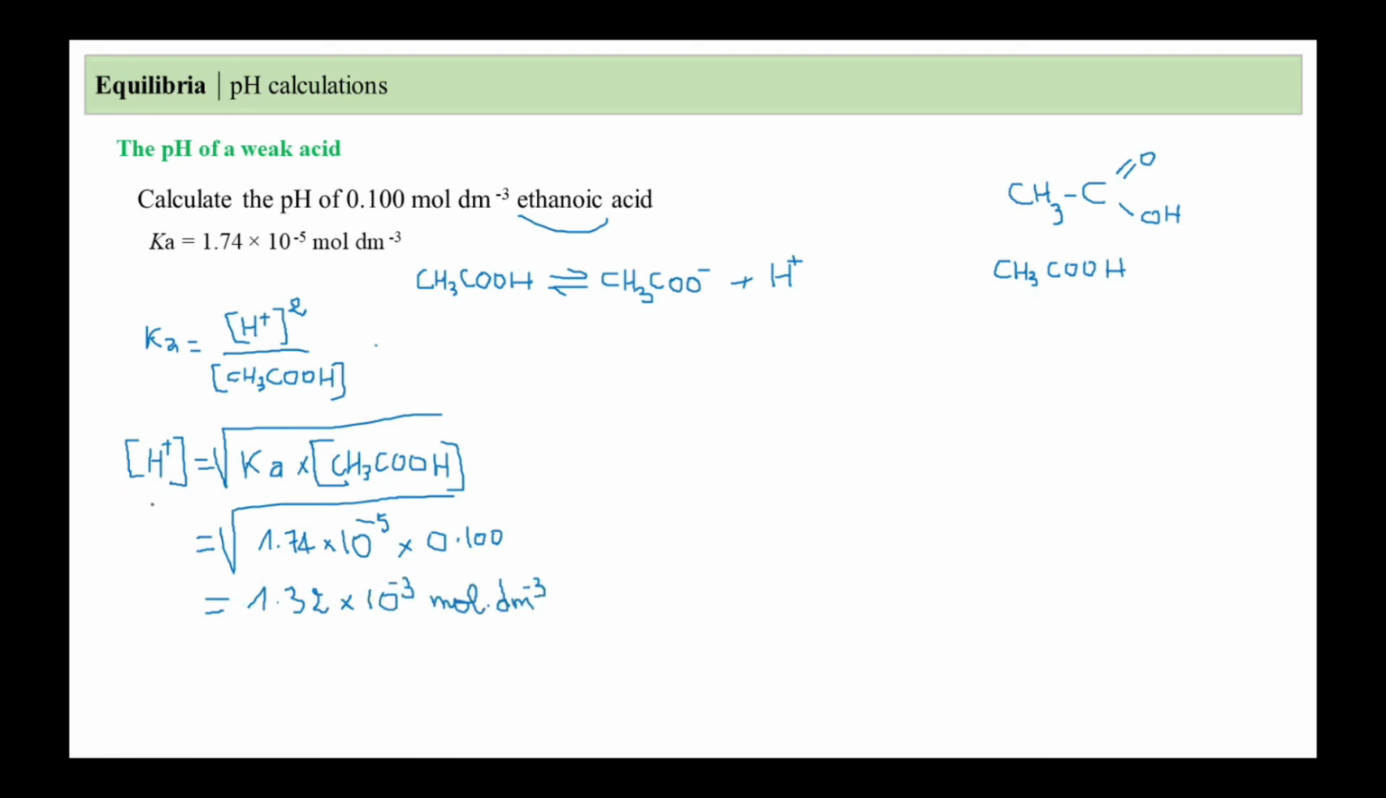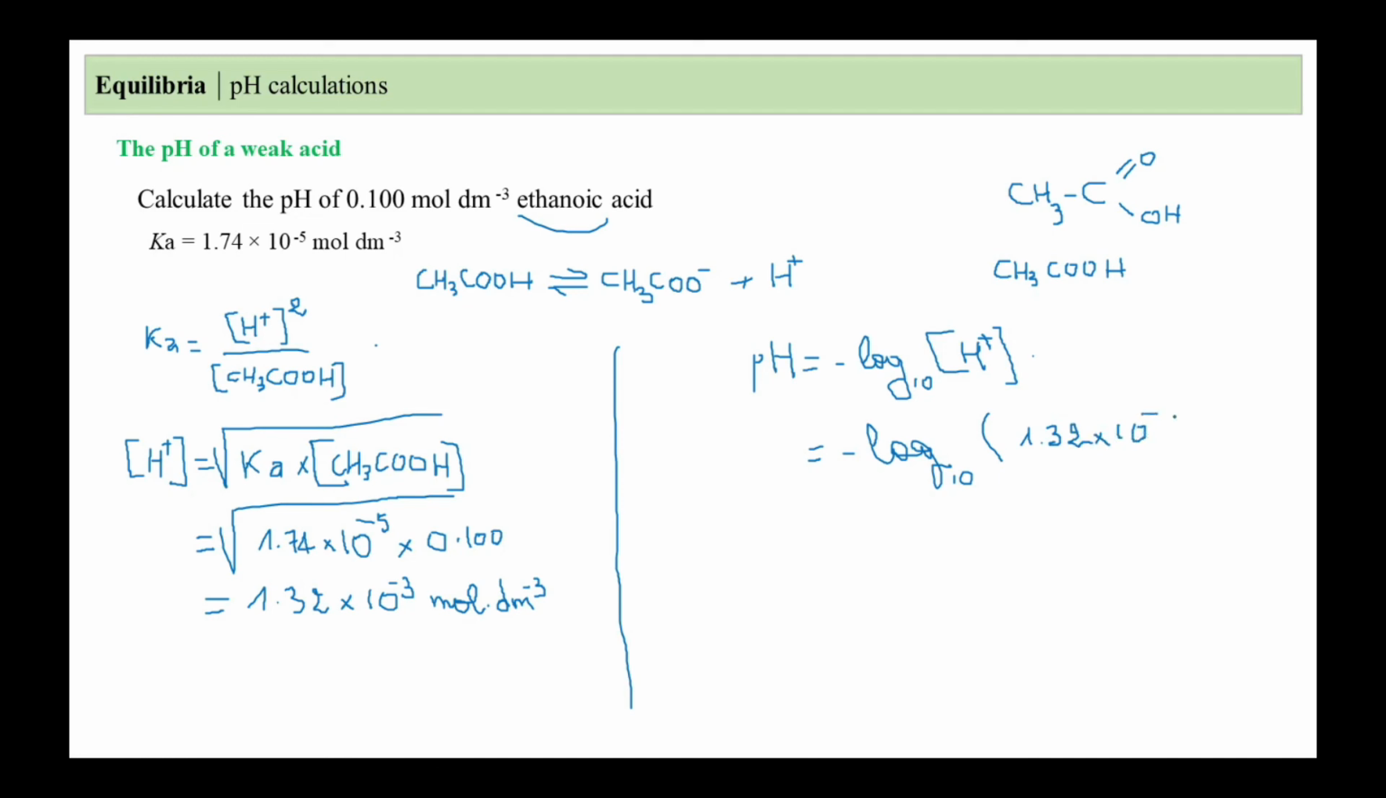Now we know the concentration of H plus ions. We can now calculate the value of the pH. pH is equal to negative log to the base 10 of the concentration of H plus ions. So it will be equal to negative log to the base 10 of 1.32 times 10 to the power negative 3. And this is equal to 2.80. Good. So this is all about the calculation of the pH of a weak acid.